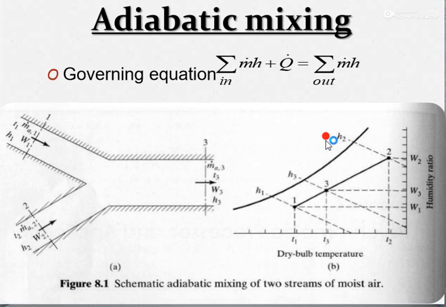So in this video, thus we have learned the different psychrometric processes, that is heating, cooling, heating with humidification, cooling with dehumidification, and adiabatic mixing of two air streams.